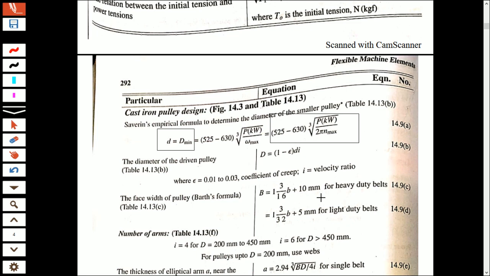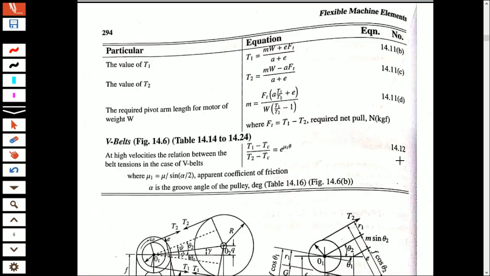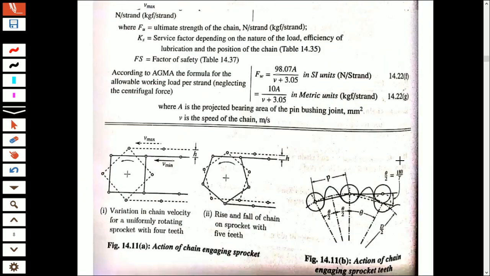N max is the maximum speed. It means for n max you will be going for the small n value, because of the two speeds, capital N and small n, you have the maximum speed for the smaller pulley. So use this maximum value of n and you are going to get the value of d. Once you have the value of d, you can directly standardize the value from the table.